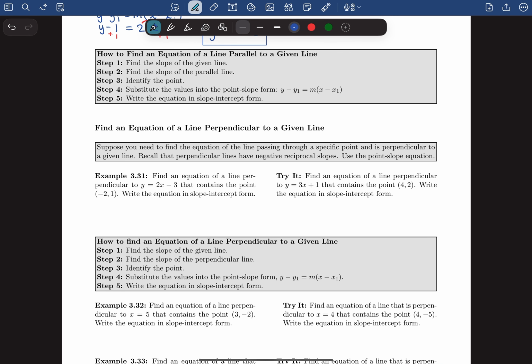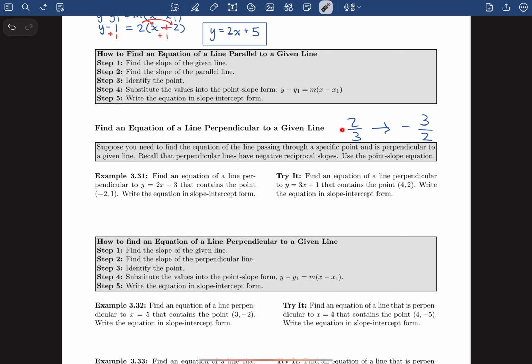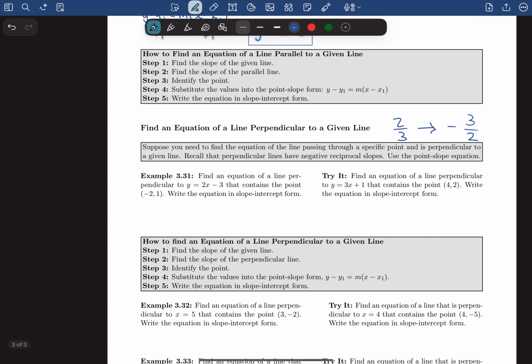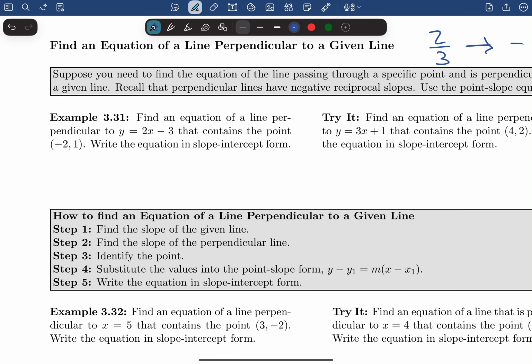Little reminder for you, if I had the slope of 2/3, the negative reciprocal of 2/3 is negative 3/2. So we would change the sign. If this is positive, it becomes negative, and we flip the fraction, so the bottom becomes the top and the top becomes the bottom. This is what it means for slopes to be negative reciprocals of each other. Well, let's go ahead and dive into example 3.31.